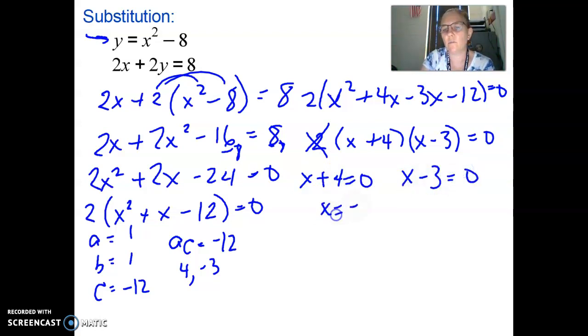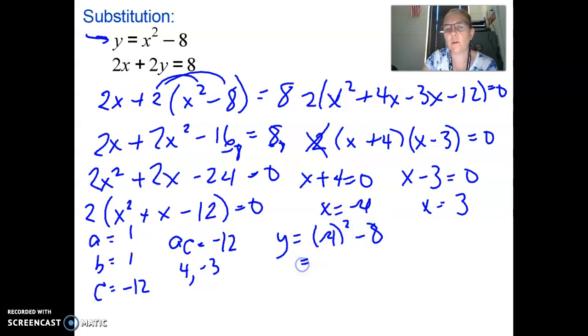And so I get x equals -4 and x equals 3. Okay, so that means when I substitute in, I need 2 y values. Let's do the -4 first. So I'll put -4 squared. All right, -4 squared is 16. 16 minus 8 is 8. So my first point is -4, 8.